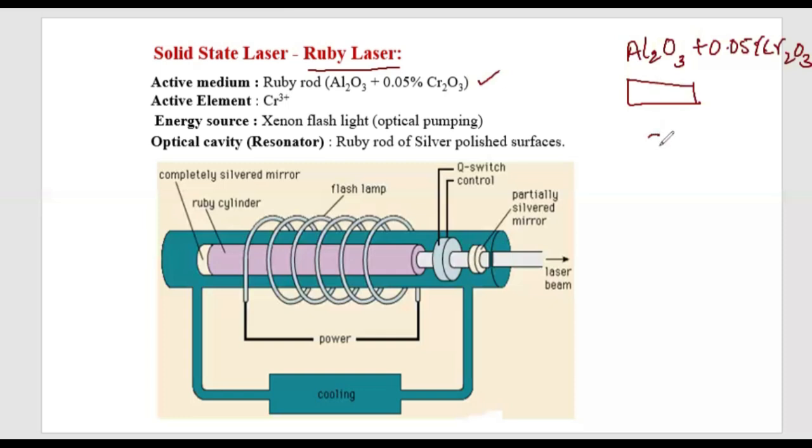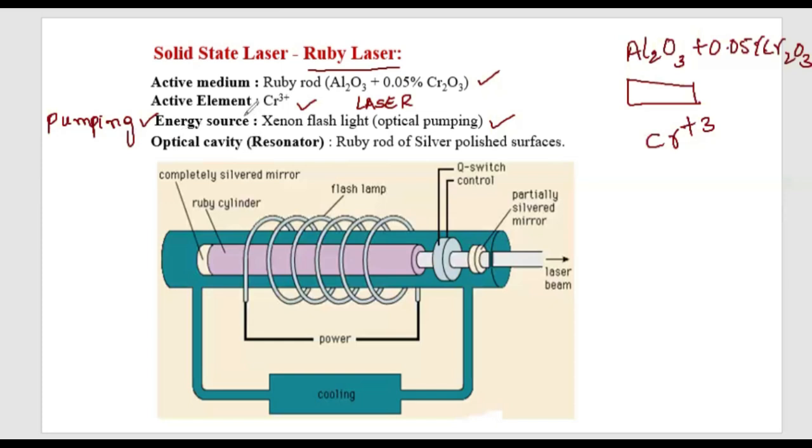In this, our chromium ions will be excited to the higher energy levels and give the laser transition. So the active element in this ruby crystal is Cr3+ ions, which give the laser light. Other ions won't give the laser light. And here the energy source, or the pumping mechanism, is optical pumping, which is a xenon flash light.